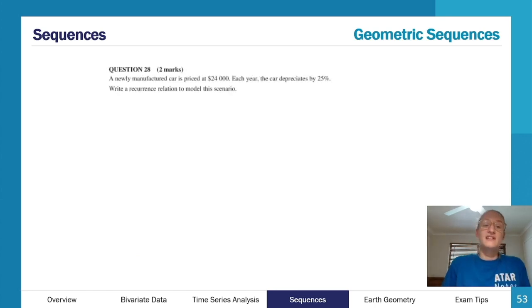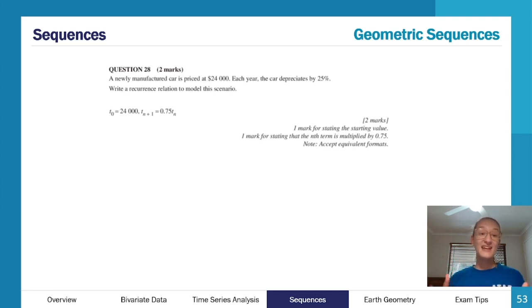So, a geometric sequence example: a newly manufactured car is priced at $24,000. Each year, the car depreciates by 25%. Write a recurrence relation to model this scenario. And this is the answer that we have here. This is similar in some ways to our cake scenario, because n here is the car's depreciation after 1 year, but the newly manufactured car, when it's 0 years old, is $24,000.